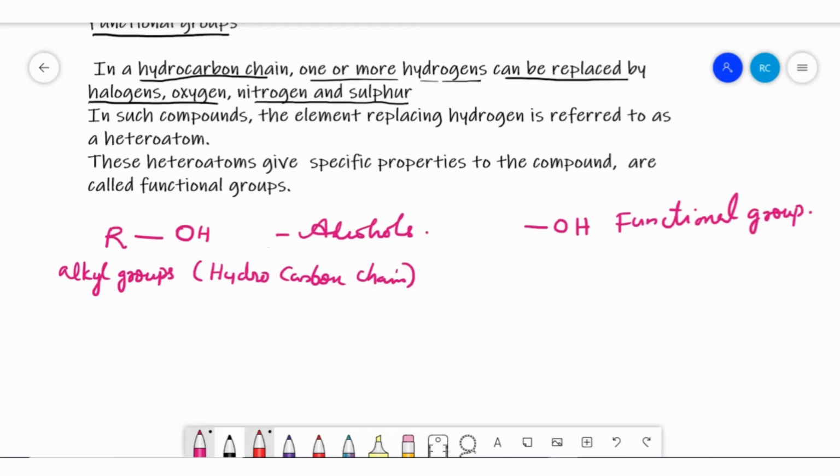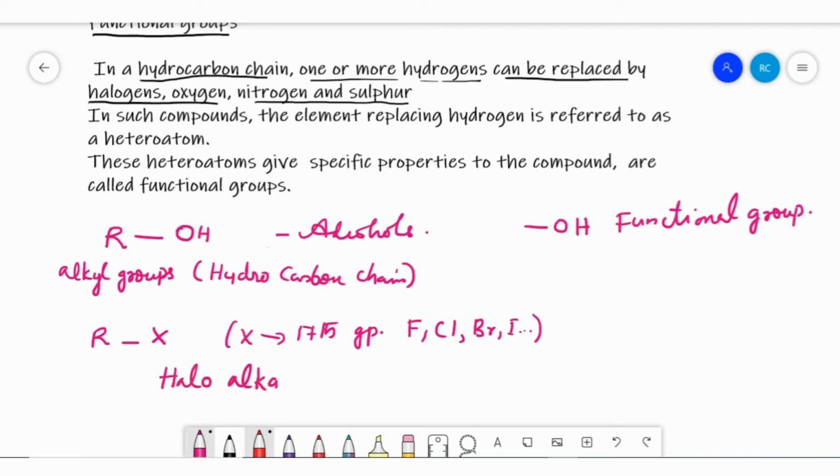Now if you replace one of the hydrogens from an alkane, you will get an alkyl group. R is an alkyl group, and one of its hydrogens can be replaced with a halogen. Halogens are the 17th group elements: fluorine, chlorine, bromine, iodine, etc. If you replace one hydrogen by a halogen, you get a different type of compound. This type of compound we call haloalkanes. The functional group present here is halogen, which is represented by X. So we can write different types of functional groups that can be attached to alkyl groups.